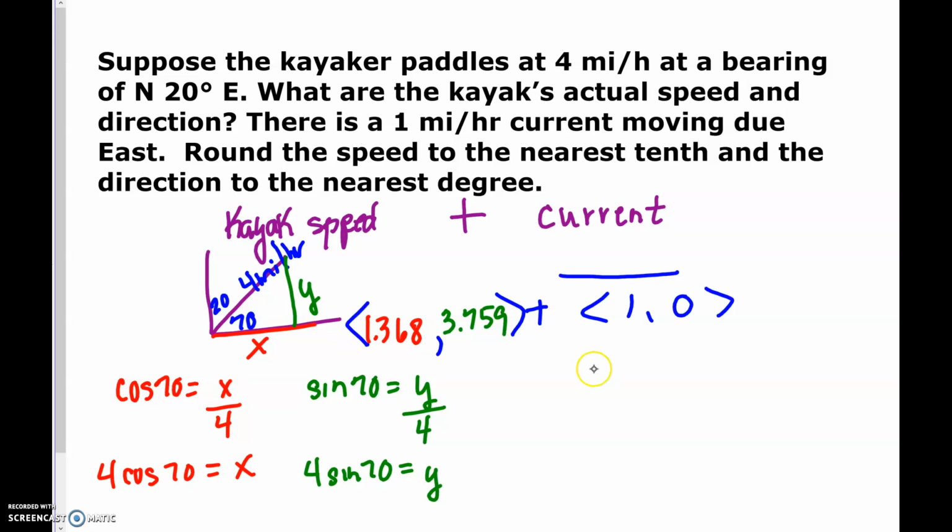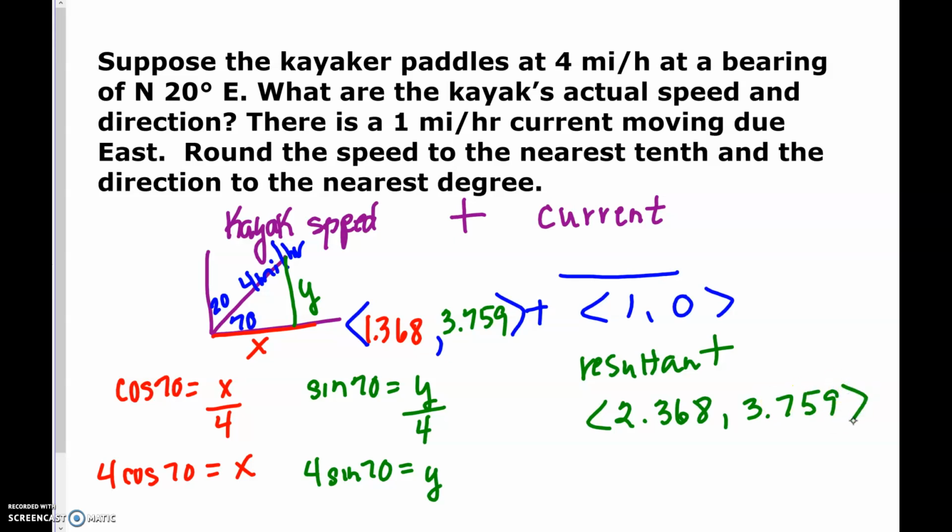So now we have the vector for the kayak speed and the vector for the current, and we need to combine them. My resultant vector is when I add these two together, and so this becomes 2.368, and then the current part is 3.759.